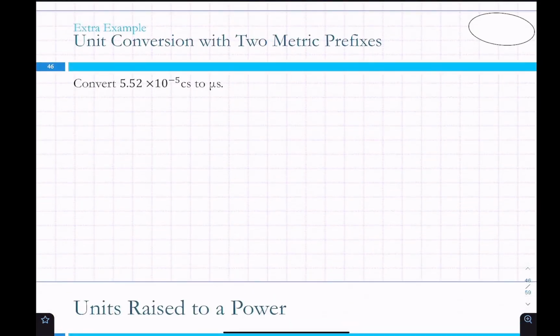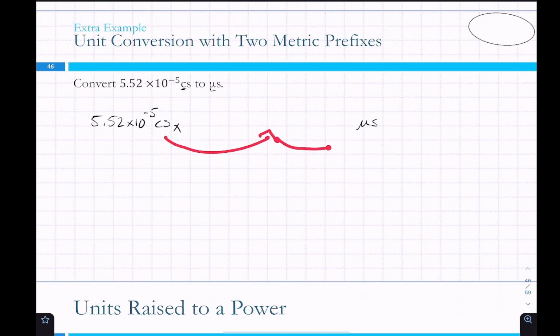Apologize for my sniffling. So convert 5.52 times 10 to the negative 5 centiseconds to microseconds. And this is where you need to memorize these metric prefixes. So 5.52 times 10 to the negative 5 centiseconds. We want to get to microseconds. You might need to pull up a chart for this one. And part of the key here is that it's easier to convert from one prefix to another if you first go to sort of the common base unit in between. So common base unit here being seconds.